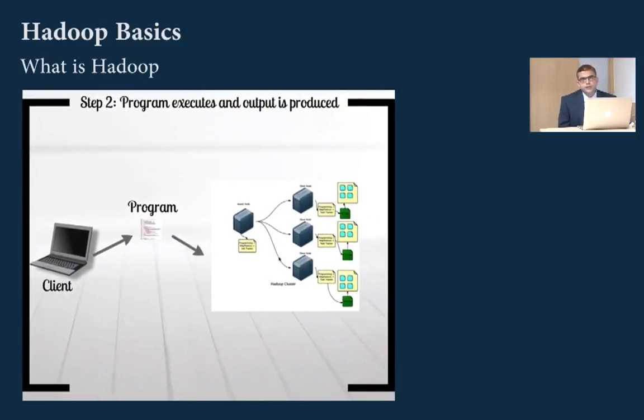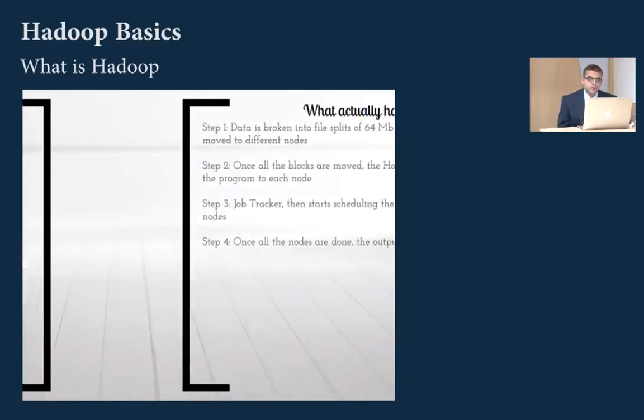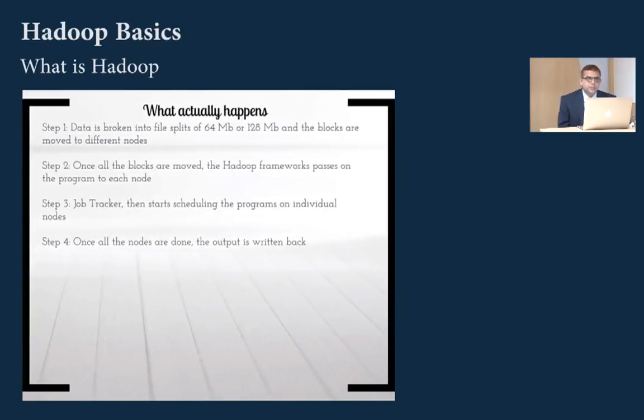After you've done your data ingestion, you will submit your program, and your program would basically run on each and every local machine and process the data. So just to summarize, data is broken into file splits of 64 to 128 MB, and the blocks are moved on different nodes. Once all the blocks are moved, the Hadoop framework passes the program to each node. Job tracker then schedules the program on individual nodes, and once all the nodes are done, the output is written back.